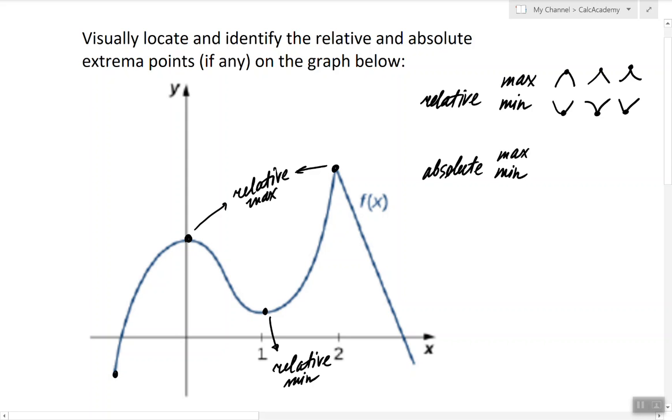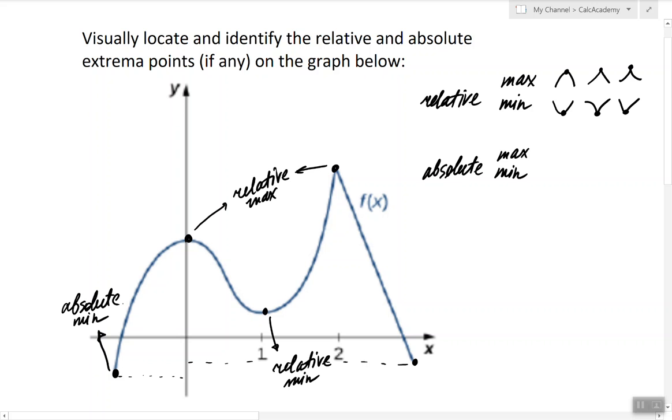Here, to identify absolute max and min, we have to consider all the relative max and min, but in addition to that we also should consider all the values at the endpoints. So here we can see that these are the outputs at the endpoints, and it appears that here we have the smallest one. So the smallest one is the absolute min.